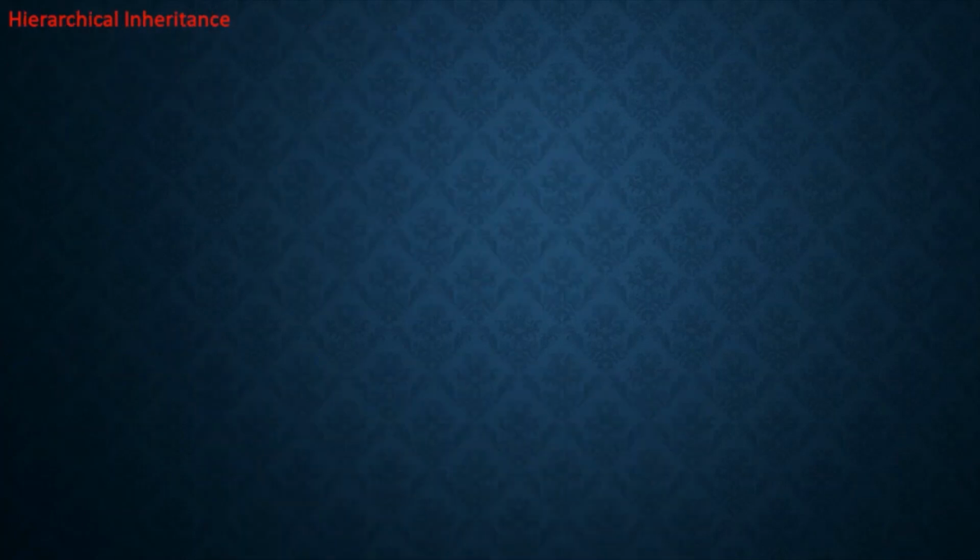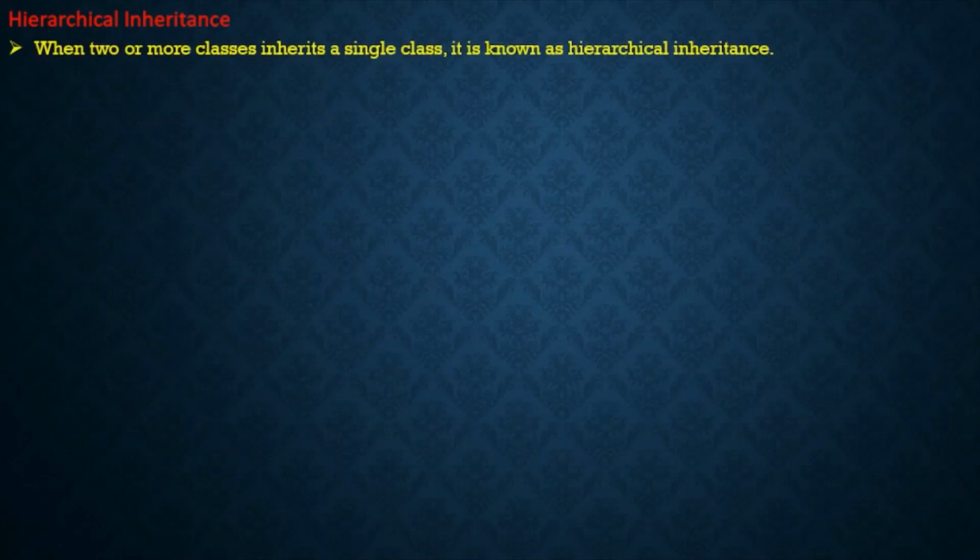Now, the concept of hierarchical inheritance. What do you mean by hierarchical inheritance? When two or more classes inherit a single class, it is known as hierarchical inheritance. Two or more. For example, let's consider one example. A class is there, B class is there.